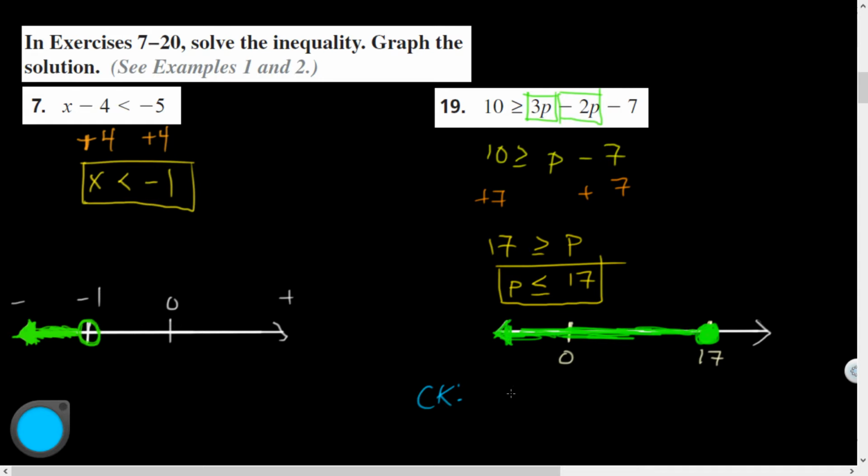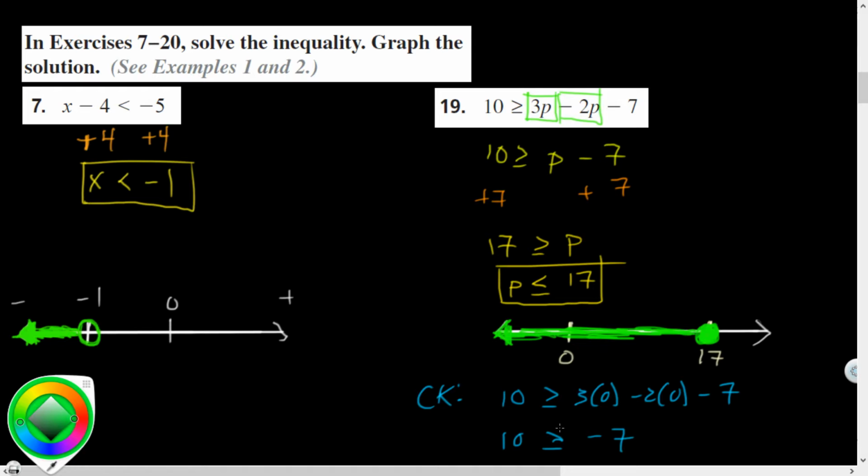So for instance, you don't have to write this down. You didn't even have to do it for the problem, but watch this. 10, is that greater than or equal to 3 times 0 minus 2 times 0 minus 7? Well, this is 0. This is 0. 0 minus 0 is 0. 10 is greater than or equal to negative 7. Is that true? Yeah. 10 is bigger than negative 7. I love it. Okay, let's take a look at another problem here.